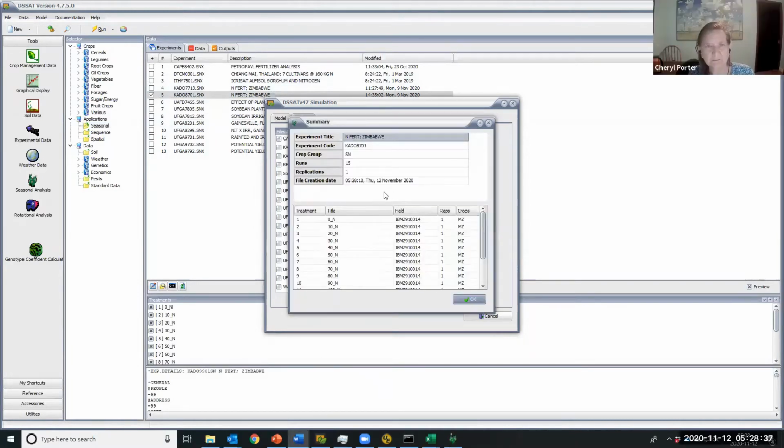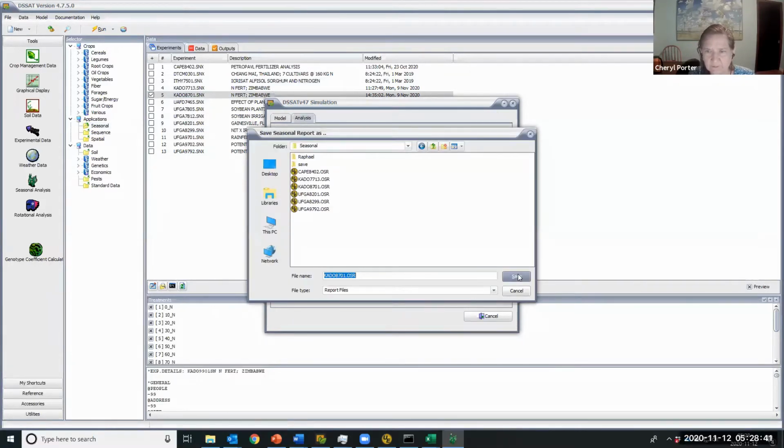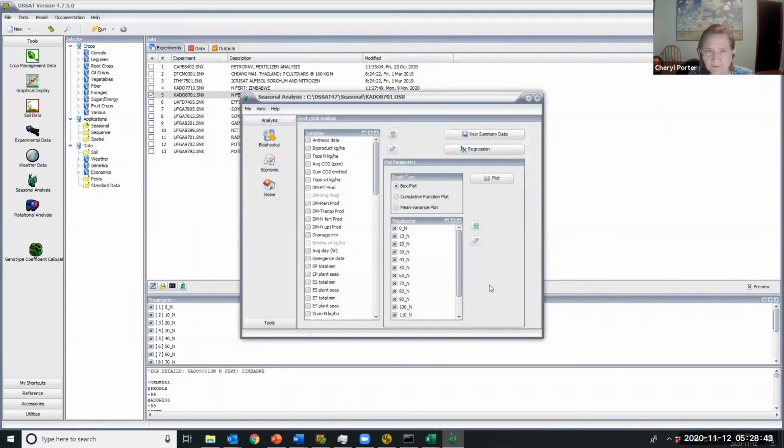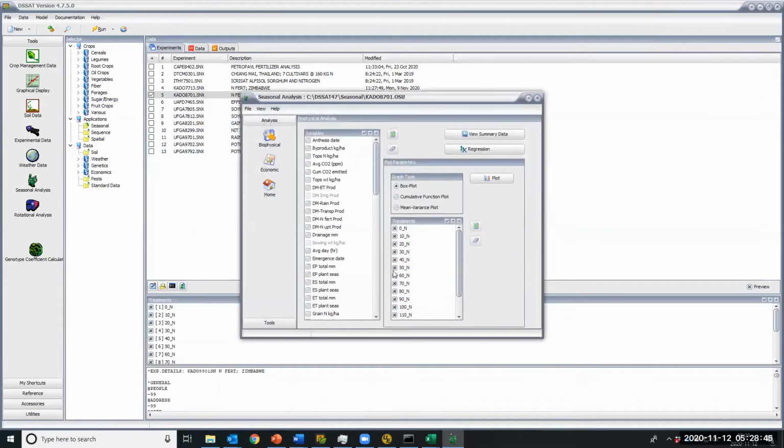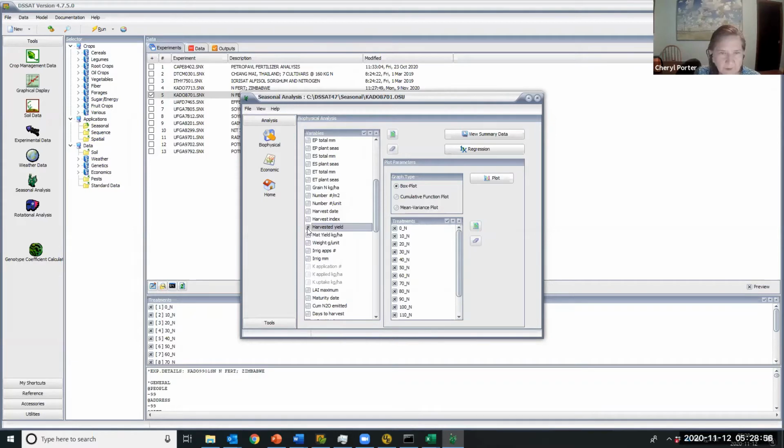Okay, because it's a seasonal file, it automatically opens the seasonal analysis routine. I'm going to save my files. Okay, I'm going to scroll down and find my harvested yield. Let's look at the yield first.